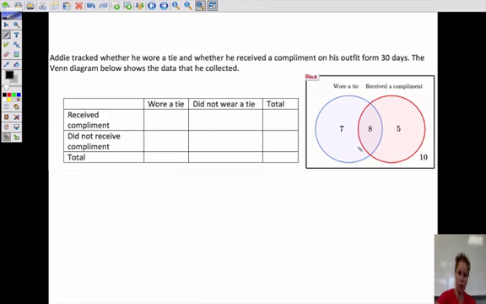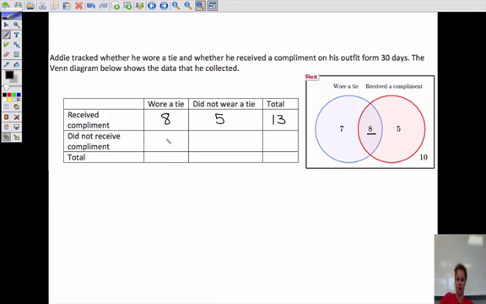Addie tracked whether he wore a tie and whether he received a compliment on his outfit for 30 days. The Venn diagram below shows what he did. So we first here, this would be when he wore a tie and received a compliment. Looks like that's 8 times. Here would be when he received a compliment and didn't wear a tie. So he received a compliment not wearing a tie. That would be 5, which means he received a compliment a total of 13 times.